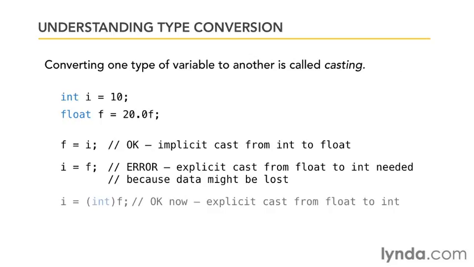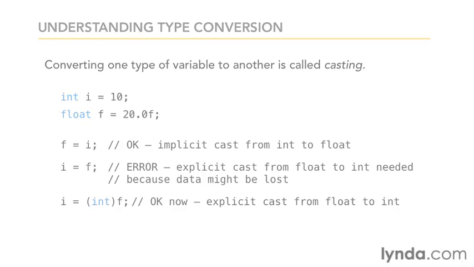However, if I said I is equal to, and then in parentheses I put the word int in front of the variable that I'm casting from, that's now okay. I've explicitly cast or converted from the floating point value to the integer value. And you'll see this all over languages like C and C++ and Objective-C and Java and now in C#. So let's go over to the code and actually see it in action.